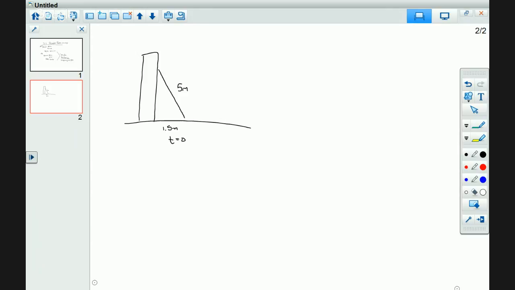Because we have time involved now. You're used to working with static numbers. Now we're throwing time in. It slides away from the wall at .8 meters per second. Find the velocity of the top of the ladder at t equals 1.